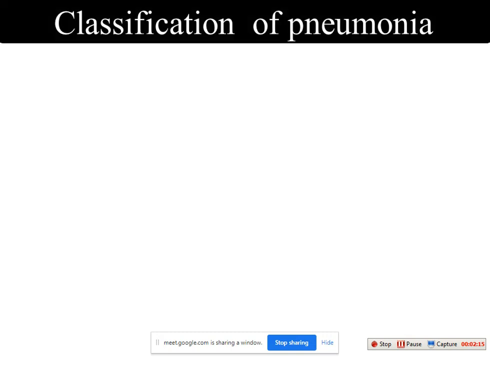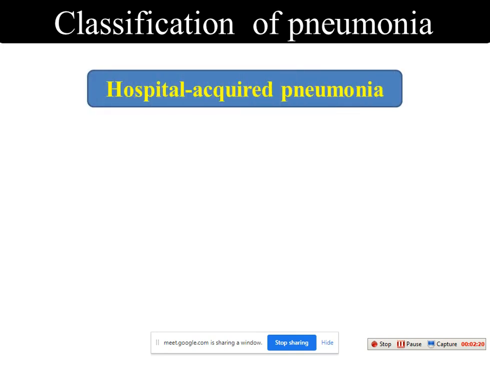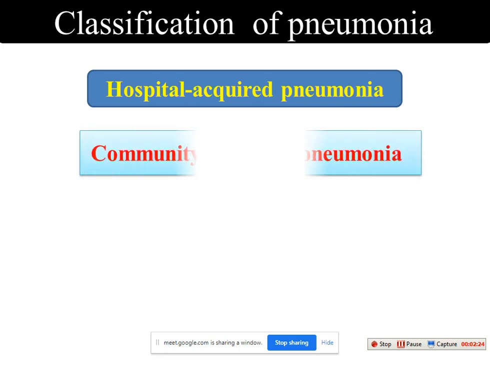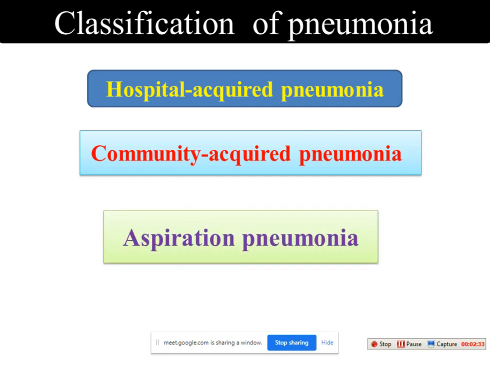And also we classify the types of pneumonia according to how it is gained. It may be gained from the hospital, and we call it hospital-acquired pneumonia. And sometimes we get pneumonia from the community from an infected person, and we call it community-acquired pneumonia. And sometimes it is aspiration pneumonia when we aspirate fluid or food which enters the respiratory organ, especially the lung.